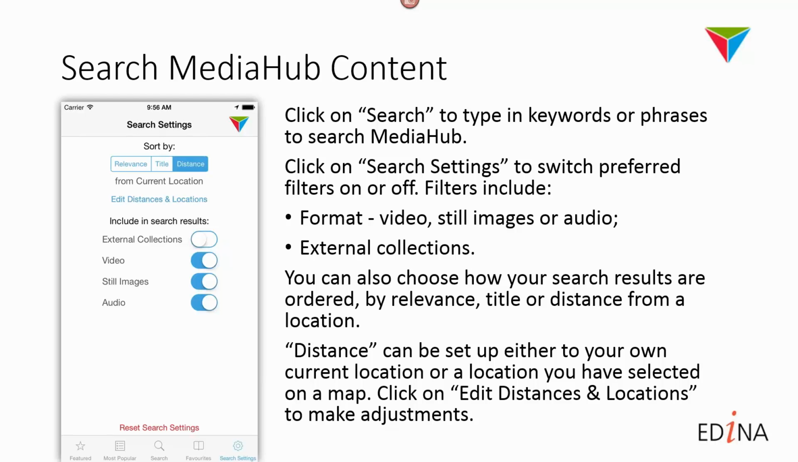And you can also choose how your search results are ordered, so you can choose to order them by relevance, by title, or by distance from your location. And as you might expect on a mobile phone, it will take your current location from your device. So if you pick that, you can choose to either go with that current location, or you can actually choose a different location by tapping on a map and dropping a pin, and you can edit what kind of distance from your location you want.